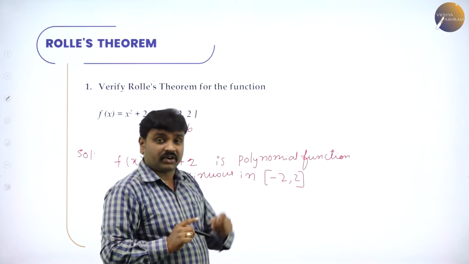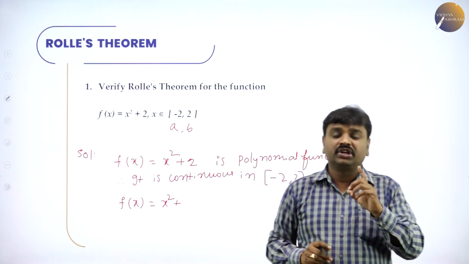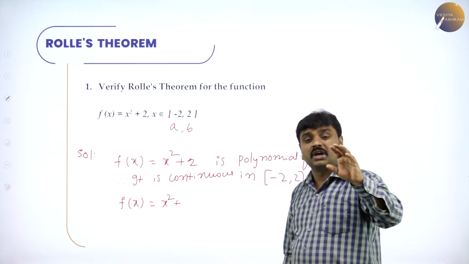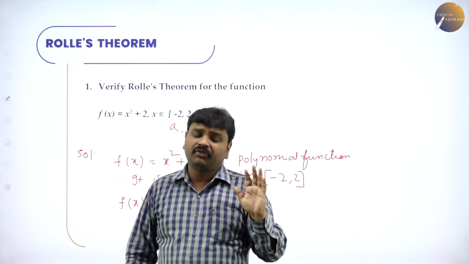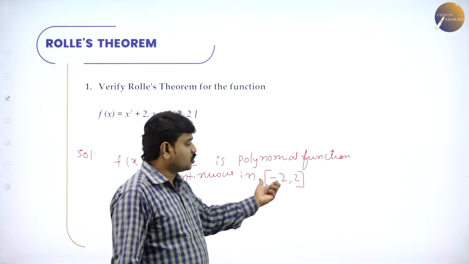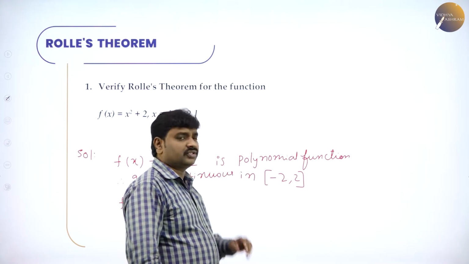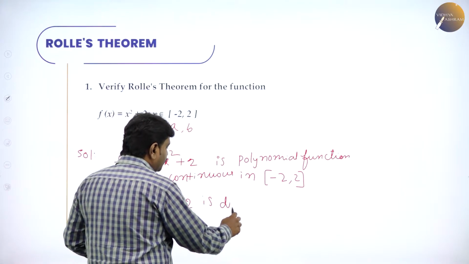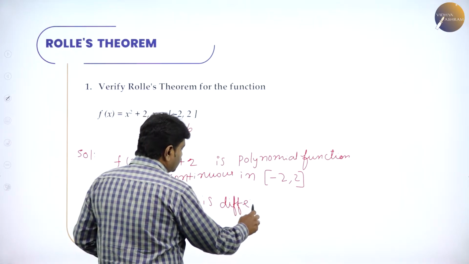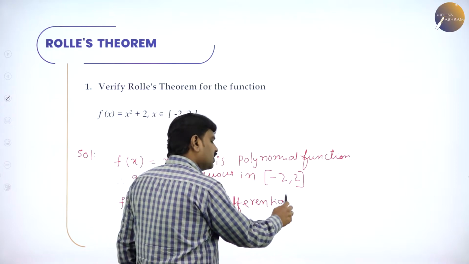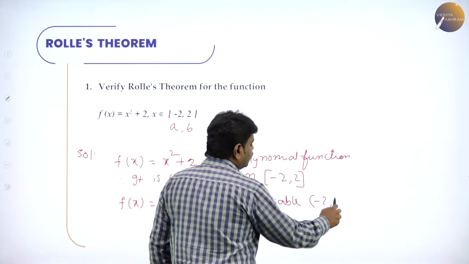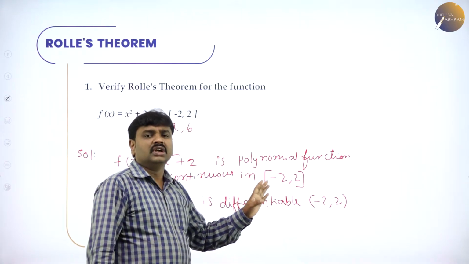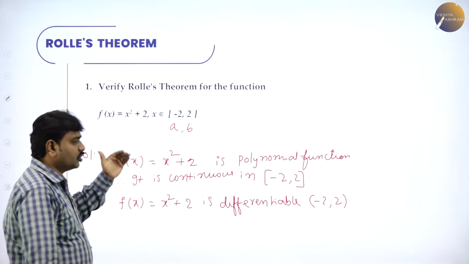Please understand, the function should be continuous in the closed interval, then we can proceed with Rolle's theorem. Because all polynomial functions are continuous for all real numbers, and minus 2 to 2 gives real numbers, it is continuous. Then f of x is equal to x square plus 2 is also differentiable. Differentiation exists for real numbers. Differentiability should be satisfied in the open interval, and continuity should be satisfied in the closed interval. We have to write these. Writing these two, you will get 1 mark.